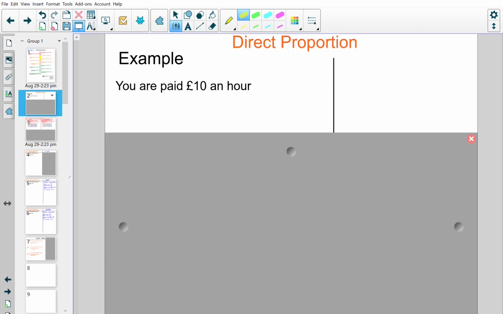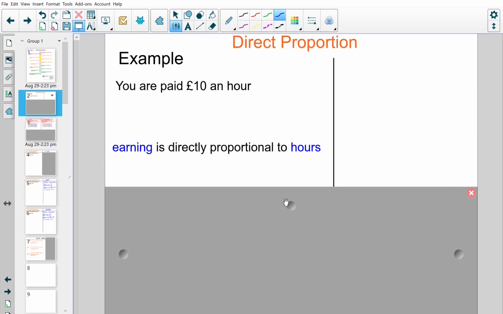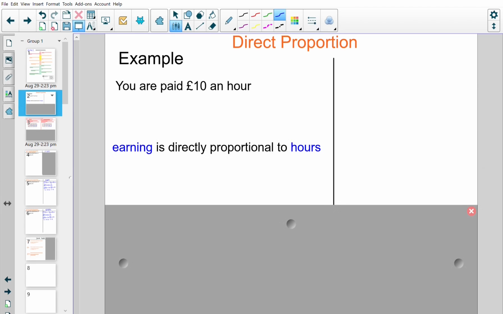Direct proportion. Consider the following example. You are paid £10 an hour. The total money that you earn is directly proportional to the number of hours that you work. The more hours you work, the more money you earn. The less hours you work, the less money you earn. We could say that your earning is directly proportional to the number of hours that you work.